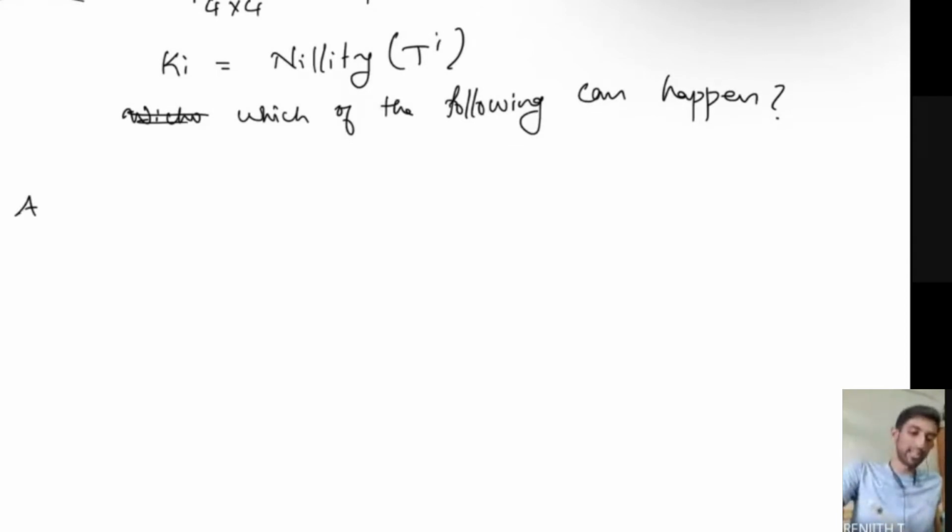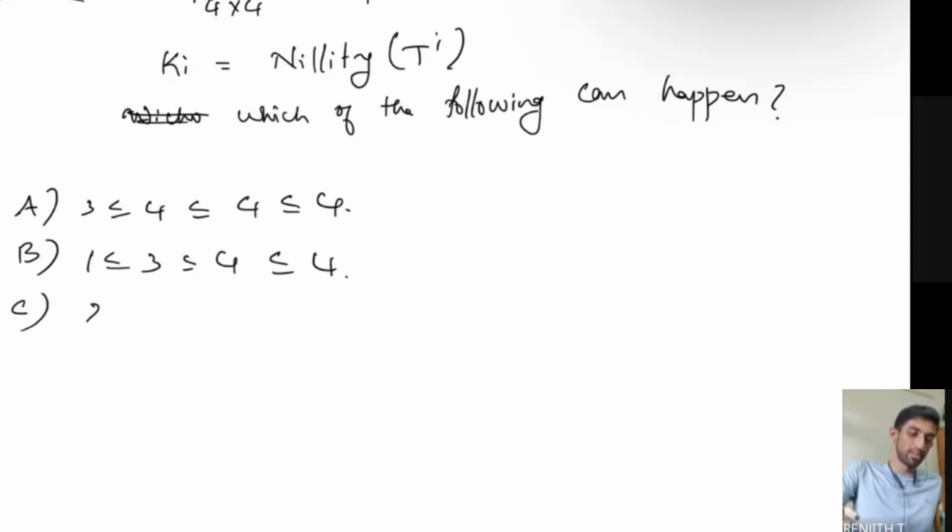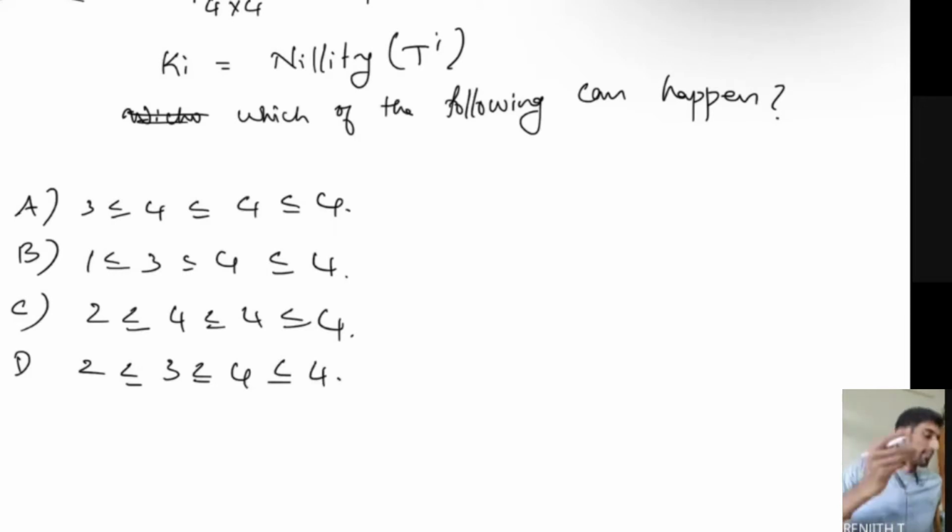So the options were A, 3 less than or equal to 4 less than or equal to 4 less than or equal to 4. B, 1 less than or equal to 3 less than or equal to 4 less than or equal to 4. C, 2 less than or equal to 4 less than or equal to 4 less than or equal to 4. D, 2 less than or equal to. Yeah, any idea?